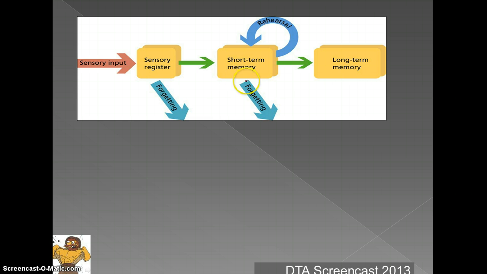And there is a limited capacity to this section, and it's argued that you can only actually retain about 5 to 9 pieces of information in this store here. So for information to move from here into the long-term memory, we've got to rehearse it and we have to practice it. Then the information will be passed through and coded into our long-term memory.